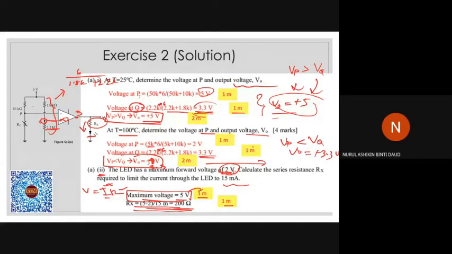All right. So I think up until here, the comparator part is okay, yeah? Any questions up until now?